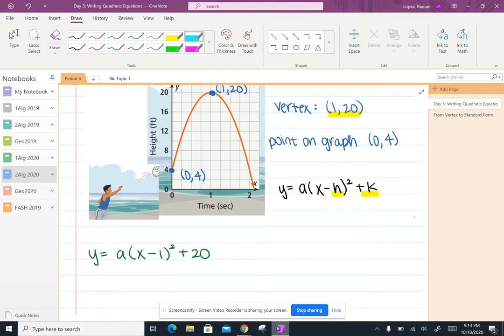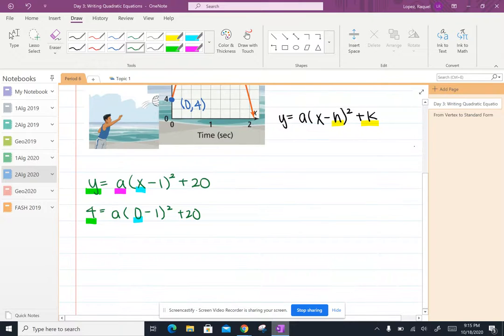The next thing I'm going to do is plug in 0 in for x right here, and I'm going to plug in this 4 in for y over here, and I'm going to work backwards and undo in order to help me find out what this a should be. So let's go ahead and do that. So the next line of my equation is going to be 4 = a(0 - 1)^2 + 20. I don't know what a is, that's what I'm trying to find. Okay, so now I've substituted in those values, and now I'm just going to start simplifying.